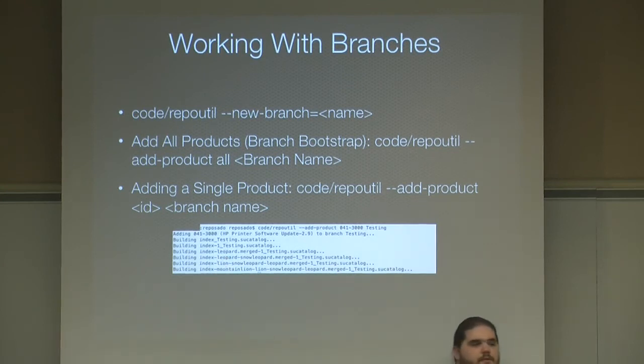Basically what happens is when you create a branch, you get a file that's the typical name. So let's say, for example, the default 10.4 is just index.sucatalog. Now you have the index_branchname.sucatalog. So that's how you want to point all your different clients to the different branch.